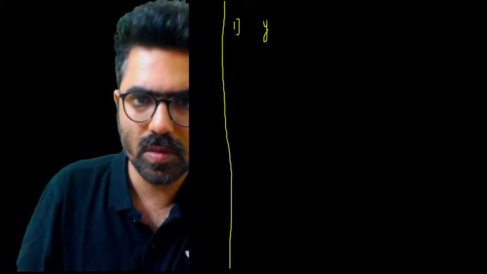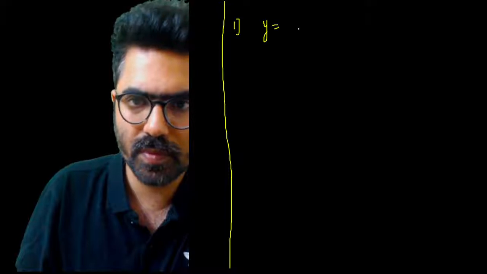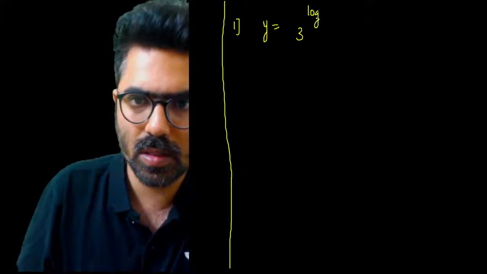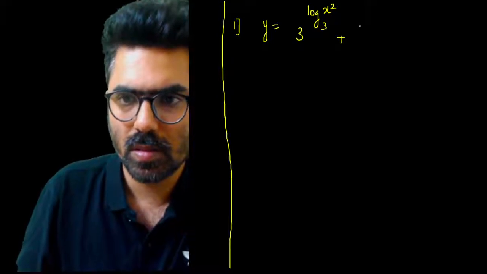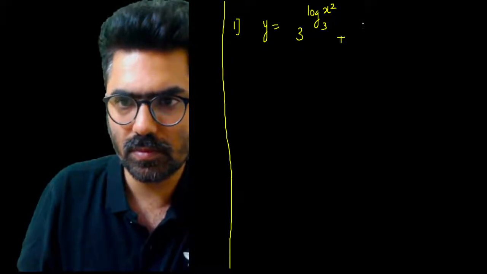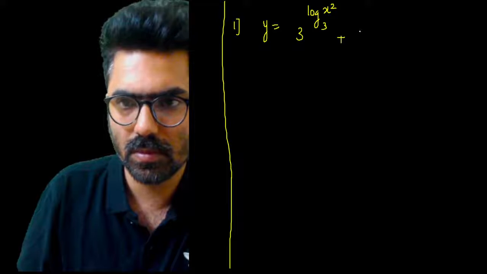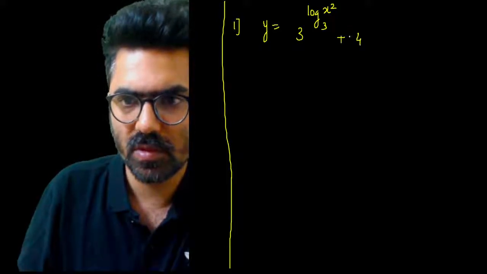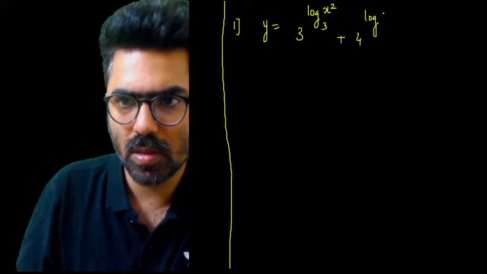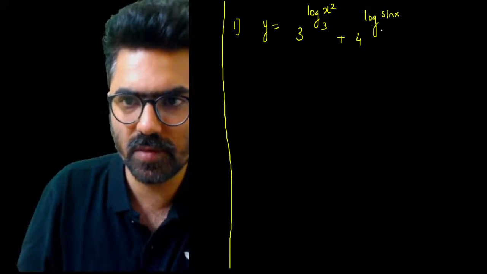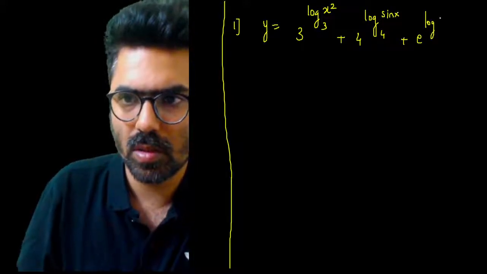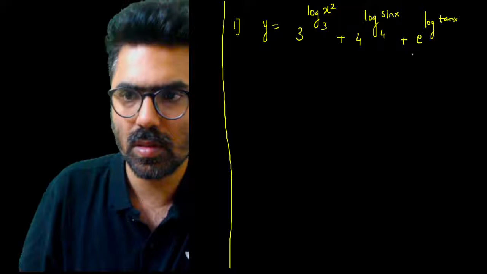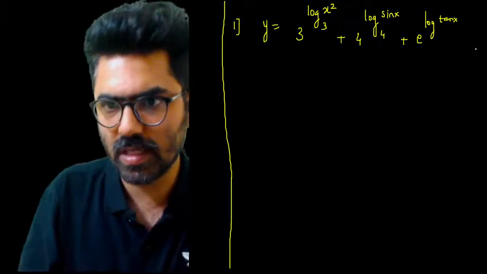See, y is equal to 3 power log of x squared to the base 3 plus 4 power log of sine x to the base 4 plus e power log of tan x. You have to find the derivative of this entire expression.